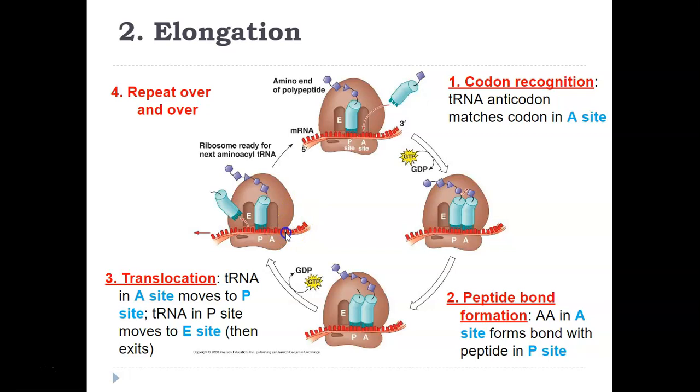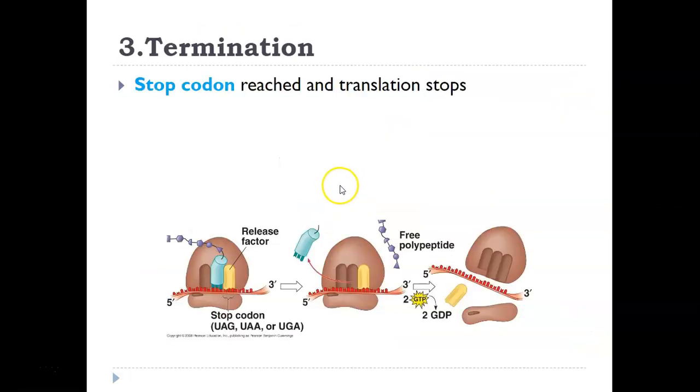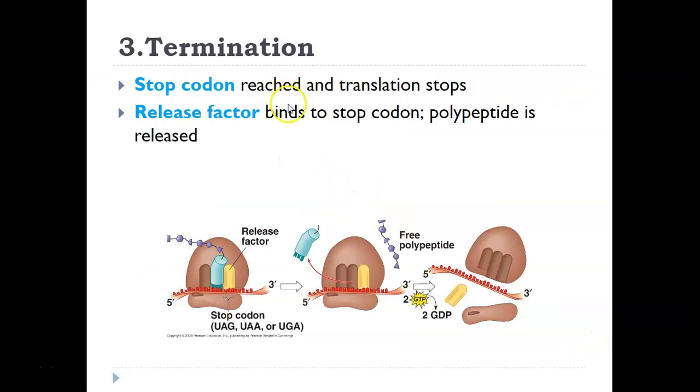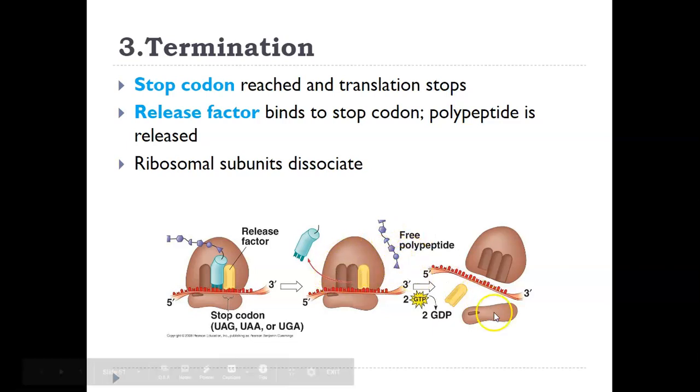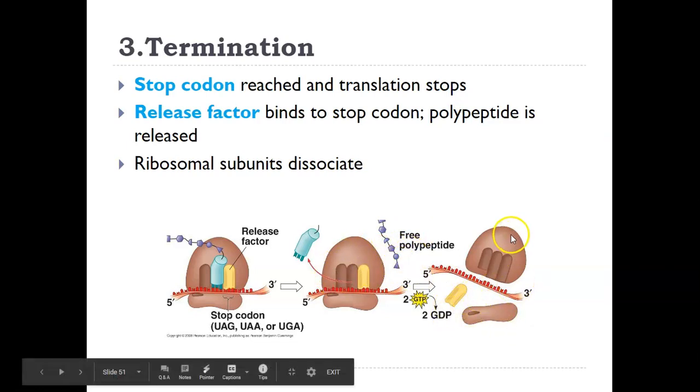And then you repeat over and over and over again until your chain is complete when you've reached a termination codon. So there's 3 stop codons that could be reached, and then what happens is instead of a tRNA coming in, a release factor comes in. And then that halts everything, makes the polymerase leave, and the parts of the ribosome dissociate and leave.